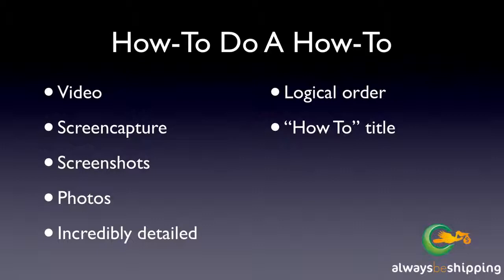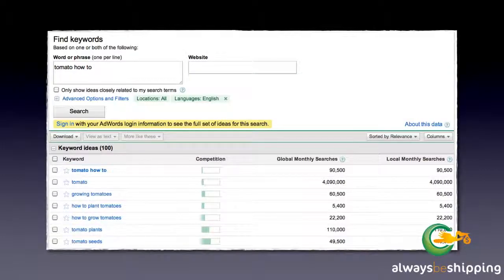Now, we cover keyword-focused blog posts in another video here, but for how-to posts, you can usually find a keyword or two that people search for in your niche using the actual words how-to. So I'll give you an example. Here's my search for my keyword tomato with the words how-to. Of course, you can't see all the results on this page, but there are two perfect ones that came up right on top: how to plant tomatoes and how to grow tomatoes.